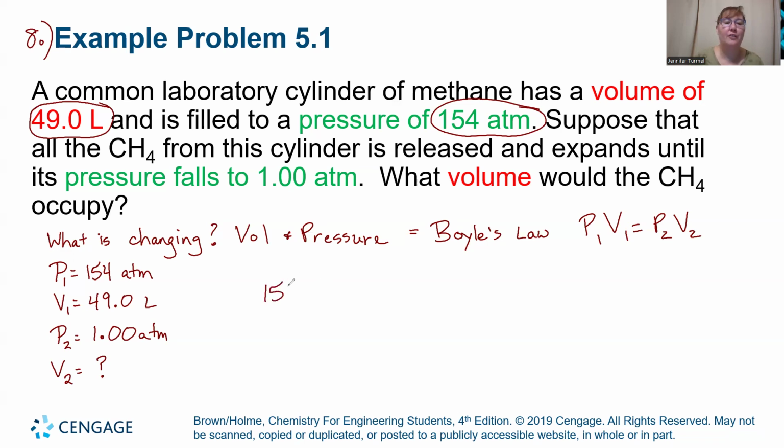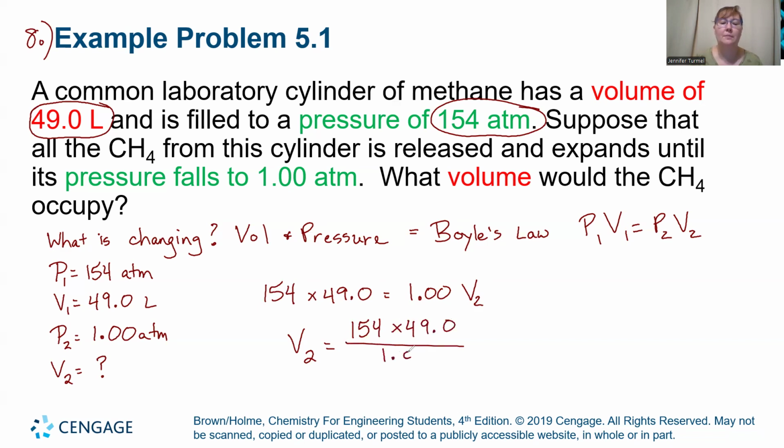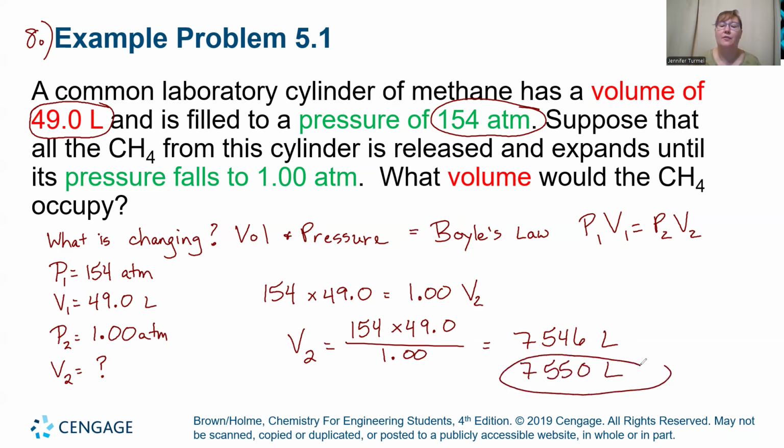Then we have 154 times 49.0 is equal to 1.0 times V2. And just to solve for V2, then we would have 154 times 49 divided by 1. And that will give us 7,546 liters. Okay, I can only have 3 significant figures, so this becomes 7,550 liters for our final answer with our 3 significant figures.